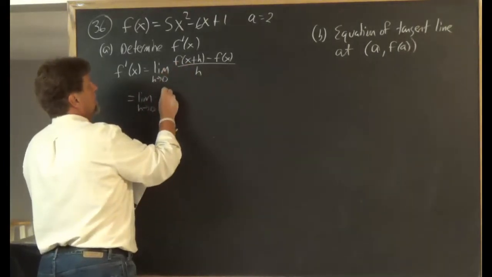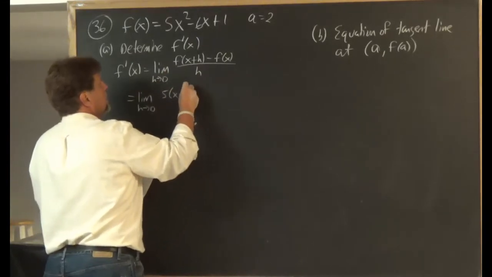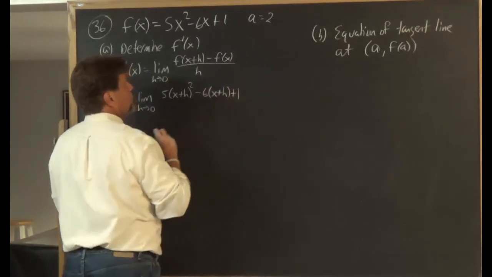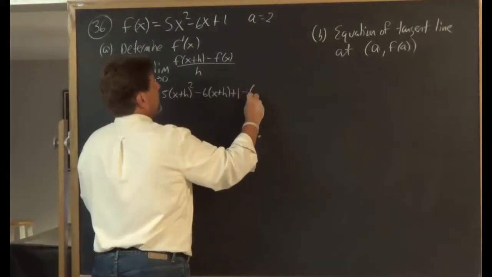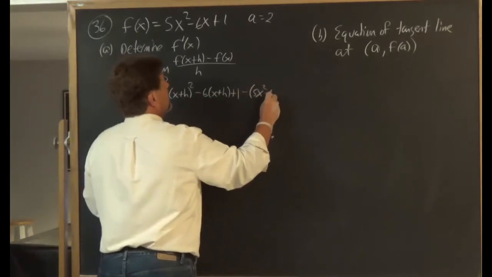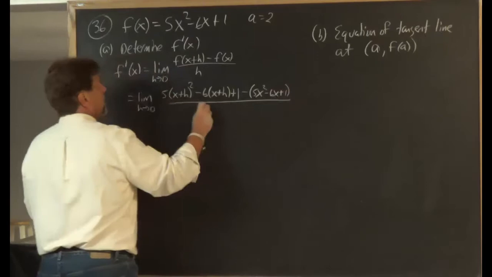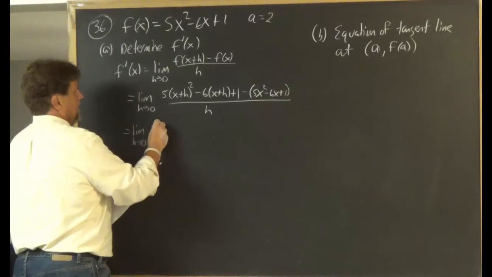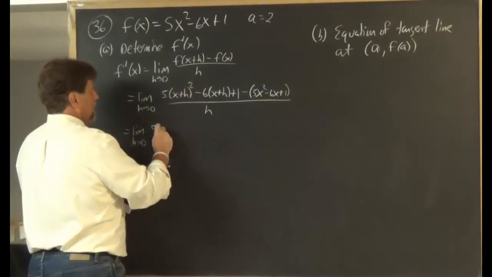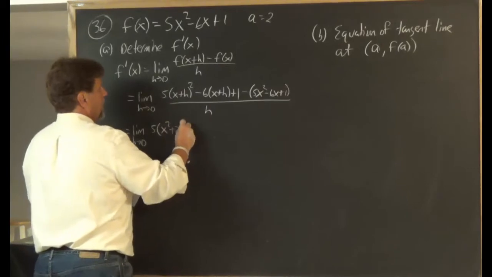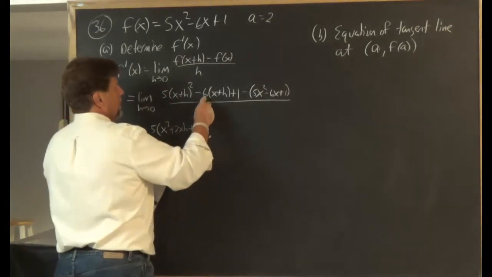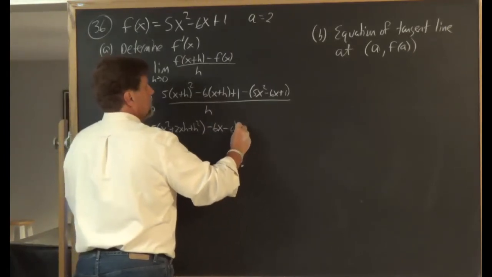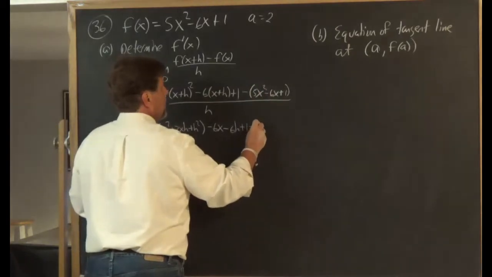All right, f of x plus h is 5 times (x plus h) quantity squared minus 6 times (x plus h) plus 1, minus f of x. And yeah, I'm going to put that in parentheses so I don't make a careless sign mistake. So I do my algebra. (x plus h) quantity squared, well, that's an x squared plus a 2xh plus an h squared. Distribute the negative 6, so minus 6x minus 6h plus 1. Distribute the negative 1.